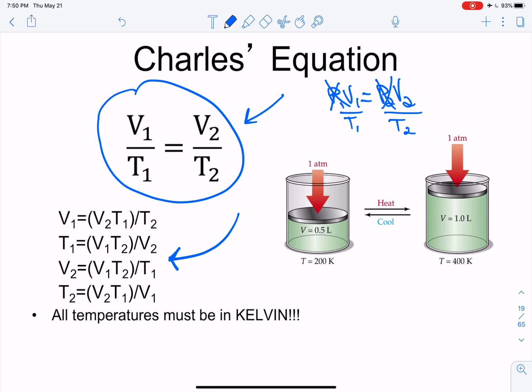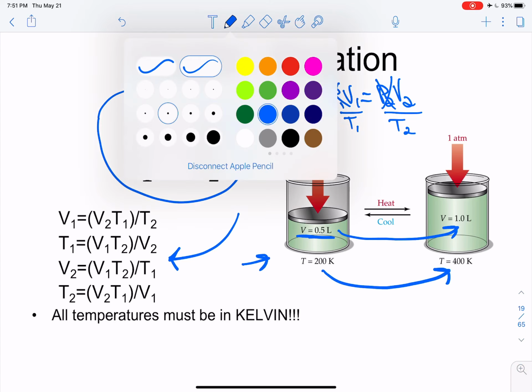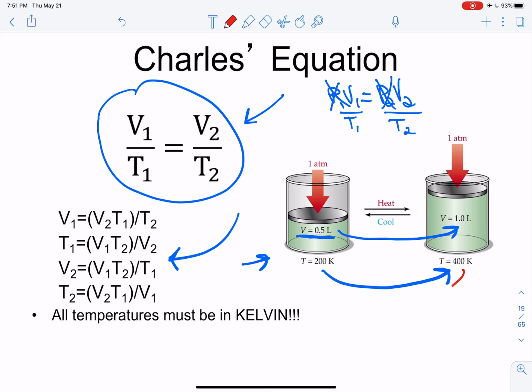So if we're going to look at this picture right here, what we'll notice is when you double the temperature, so we go from 200 Kelvin to 400 Kelvin, what happens to the volume? Well, that also doubles. So you guys can see the direct proportionality there. When you double one, the other one's going to double. In the other direction, if you halve one, so if you go from 400 Kelvin to 200 Kelvin, you will also halve the volume right there. So again, direct proportionality, and we're keeping the pressure constant.